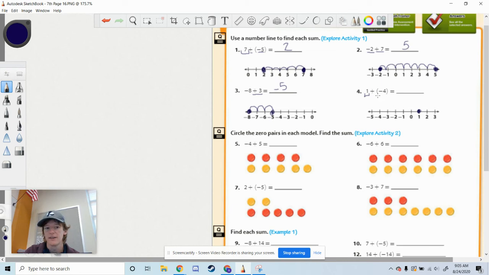Number 4, our starting point is 1. And we're adding a negative 4. So we're going to go to the left because it is negative by 4. 1, 2, 3, 4, which puts us at negative 3.